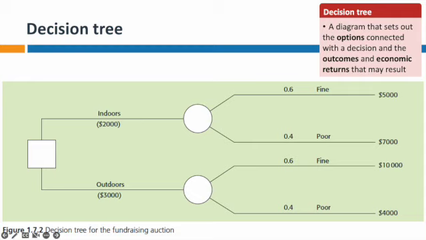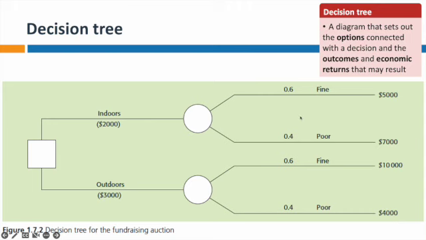The decision tree is showing you the options. So here are the options connected with the decision and the outcomes. The outcomes would be fine weather, poor weather, and it also shows you the chances of the outcomes occurring, and the economic results that may result from the different decisions and the different outcomes.